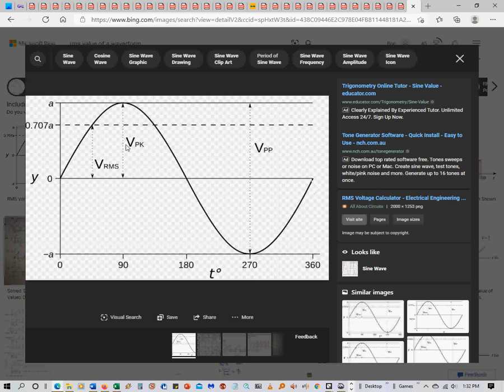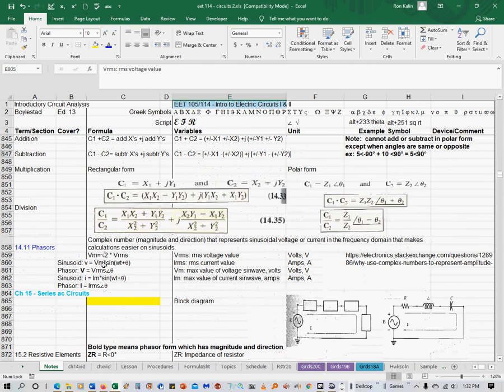Just remember, V sub m is the max value. It's always bigger than the RMS value. So the peak voltage is also equal to the square root of 2 times the RMS. Here's the formula for V sub m: V sub m equals the square root of 2 times V RMS. The same thing goes for I sub m. I sub m would also be the square root of 2 times I RMS.